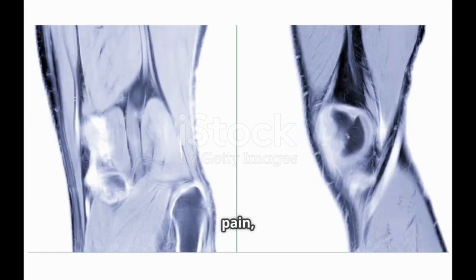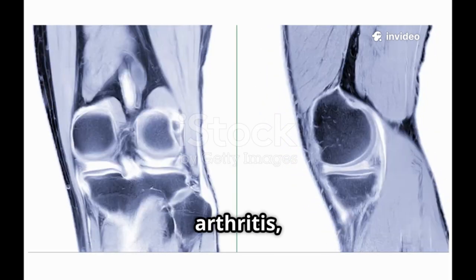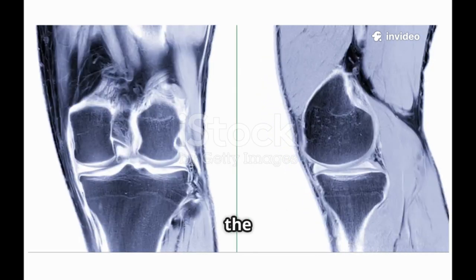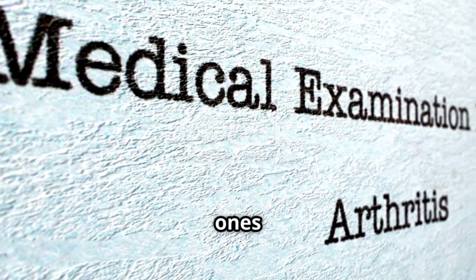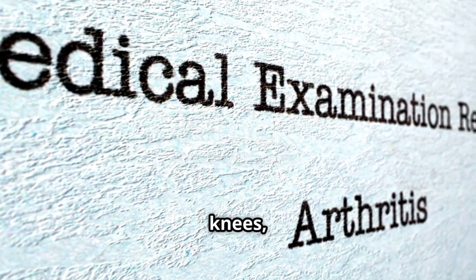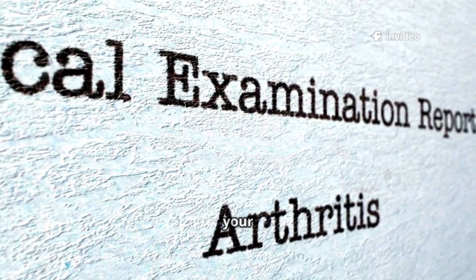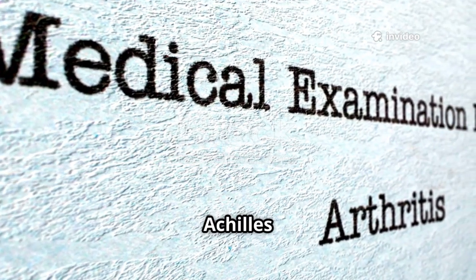This typically involves pain, swelling, and stiffness in the joints. Unlike some other forms of arthritis, it's often asymmetric, meaning it affects joints on one side of the body more than the other. The joints most commonly affected are the large ones in the lower body, like the knees, ankles, and feet. You might also experience significant pain in your heels, a condition known as plantar fasciitis, or in your Achilles tendon.